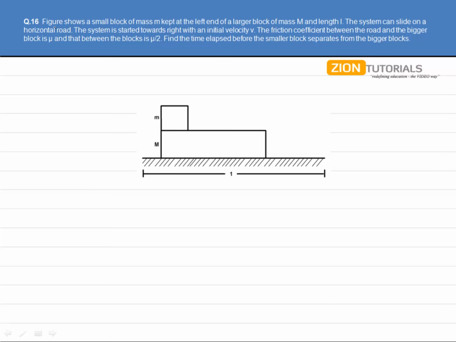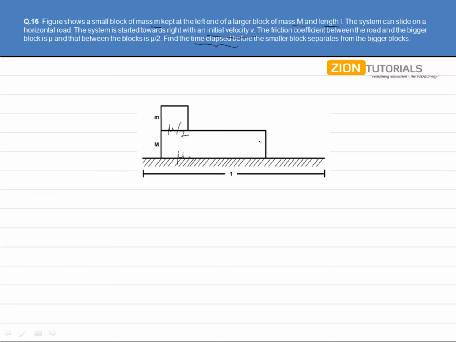The question says, the figure shows a small block of mass m kept at the left end of a larger block of mass M and length L. The system can slide on a horizontal road. The system is started towards the right with an initial velocity v. The friction coefficient between the road and the bigger block is mu, and that between the blocks is mu by 2. Find the time elapsed before the smaller block separates from the bigger block.